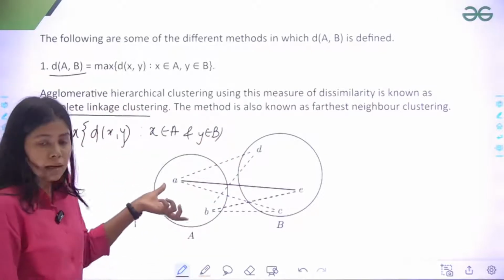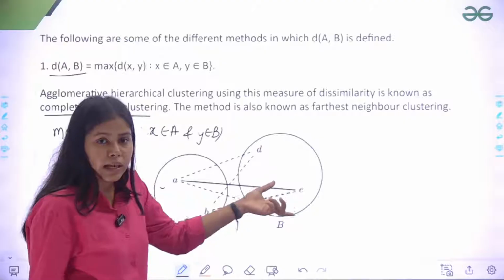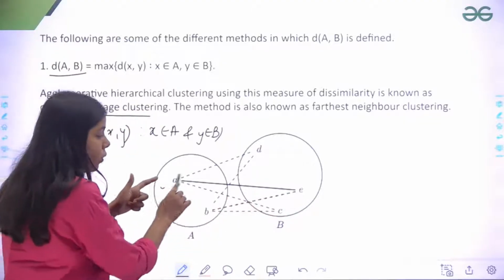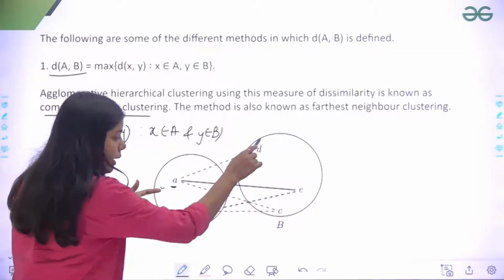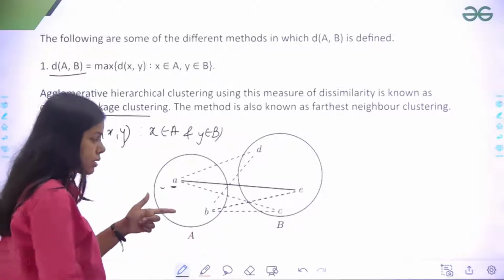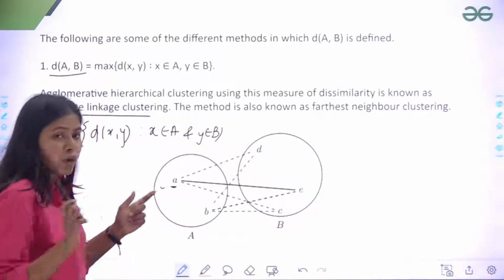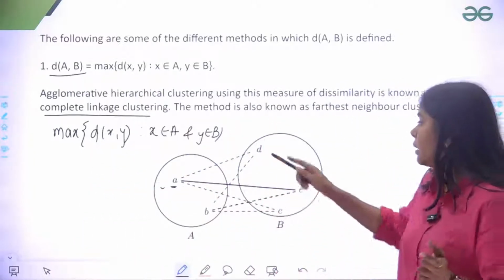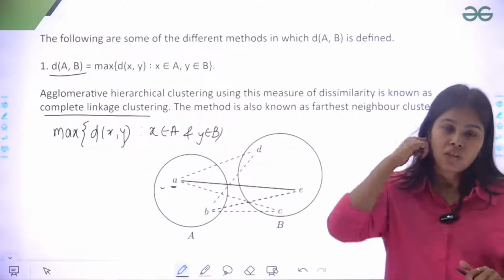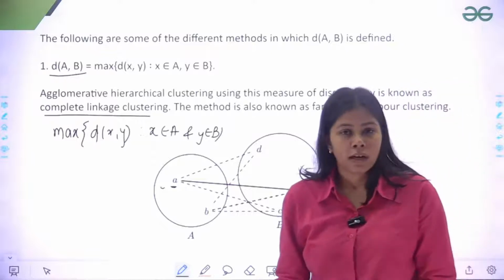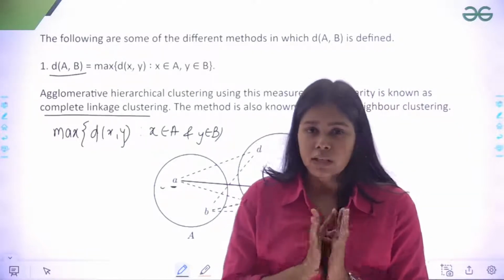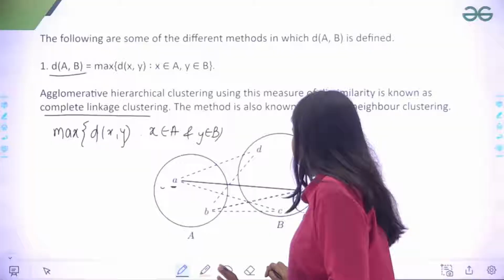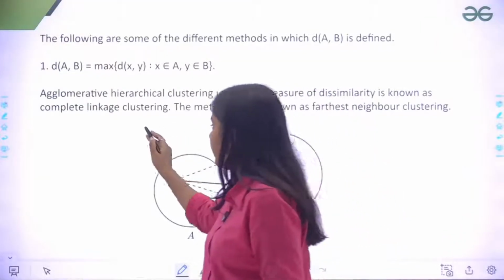Let's suppose in cluster A I have some points, in cluster B I have some points. So I'll find out all the distances: distance of A with B, and whatever is the maximum distance, I'll consider that, right? That is called complete linkage clustering. This we have discussed, and also we have discussed a question on that. But we called it complete linkage clustering.